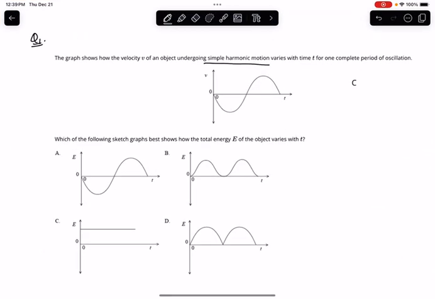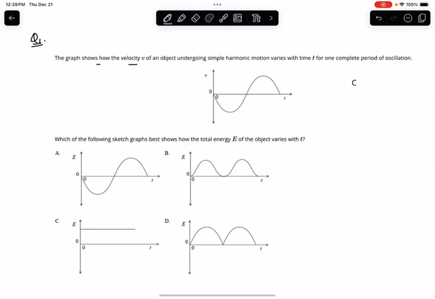Hi, so today we're going to be looking at simple harmonic motion and we'll be doing some past paper questions on that. Okay, so we'll start off by looking at some questions from paper 1 and let's go about it.